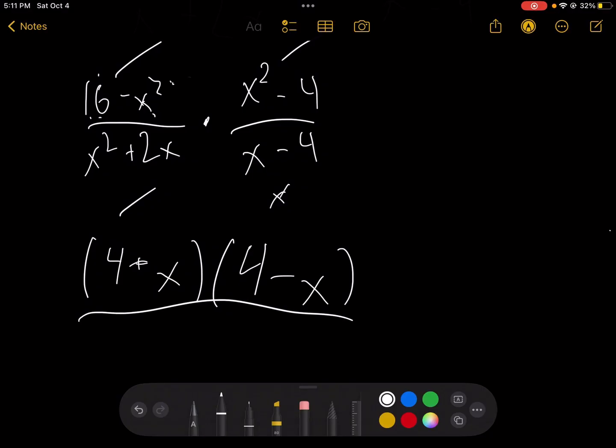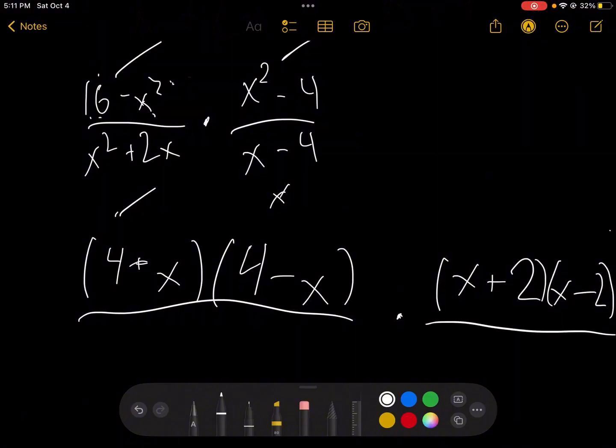Okay, now we factor this one, the exact same thing, except it's still a square, but it's not the same square. So we found out the square root of x squared is x, and the square root of 4 is 2. Okay, now you add a plus sign, then you do the same thing but with a minus sign here. Okay, now we cancel out this.